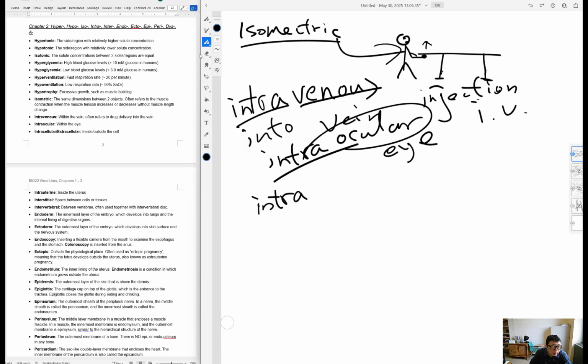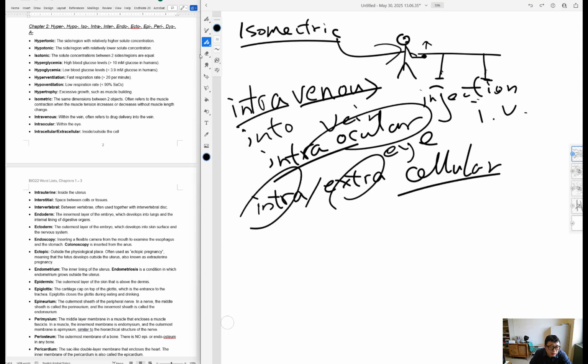Intracellular and extracellular. Cellular means the cells. Intra means inside the cells. Extra means outside the cells. Not much to say.